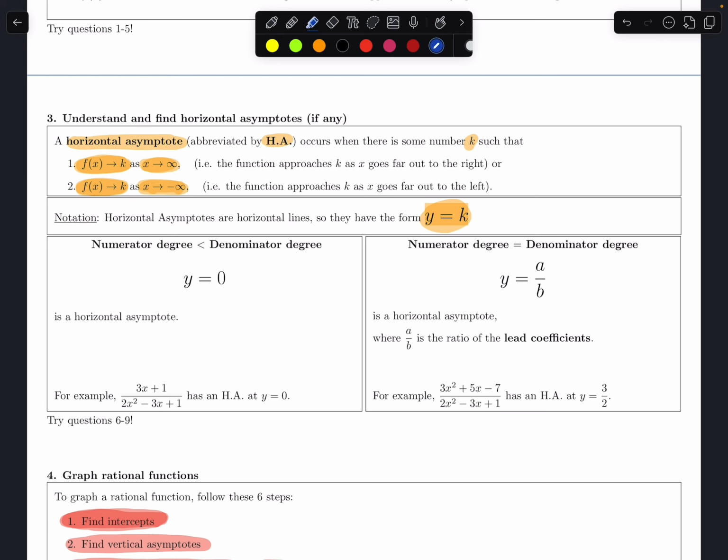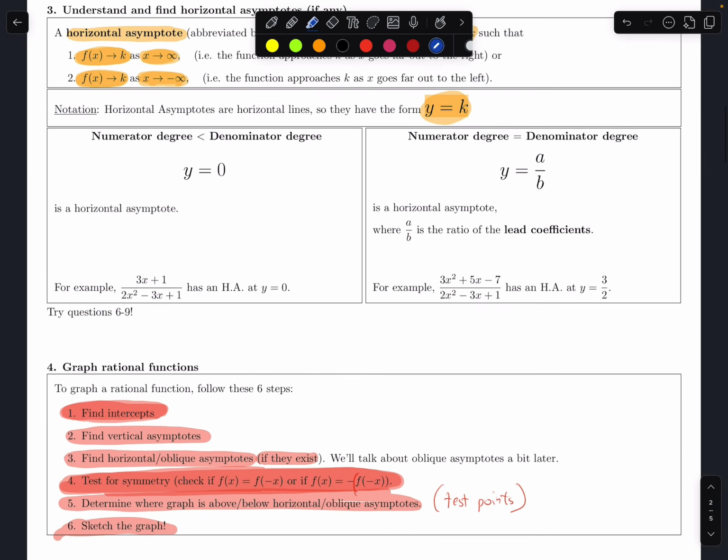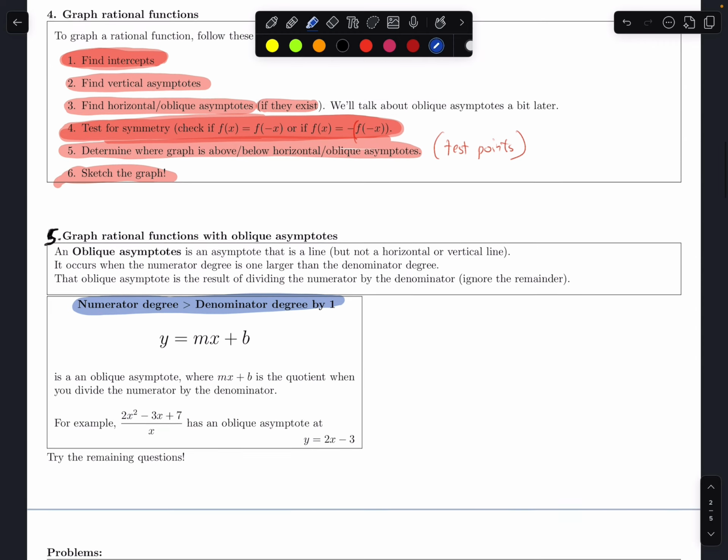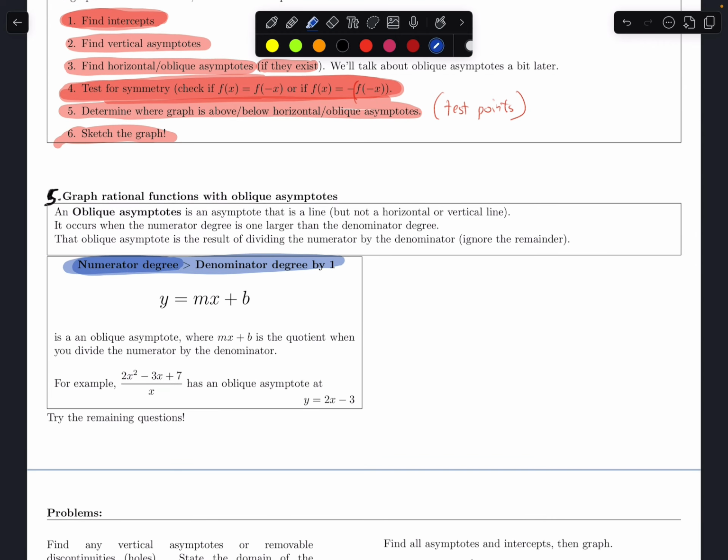And oblique asymptotes occur specifically when the numerator degree is exactly 1 more than the denominator degree. That difference of 1 degree means it's basically a linear function. So when you divide, the quotient would be some linear function, just meaning the equation of some line, right?